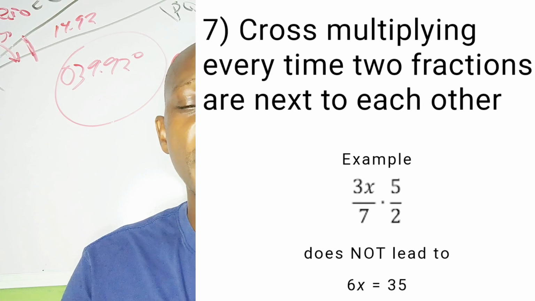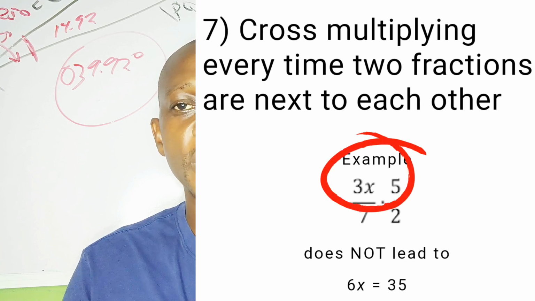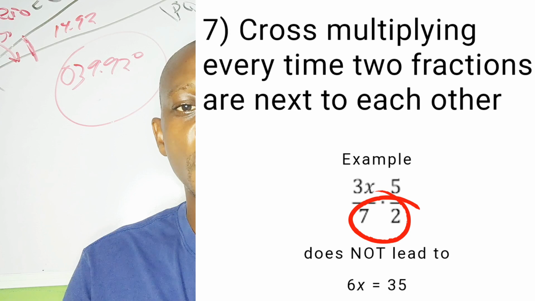You can only cross multiply if 2 fractions are next to each other, with the equal sign separating them. That's the only time you can cross multiply. But when you have multiplication, it means numerator multiplies numerator and denominator multiplies denominator.